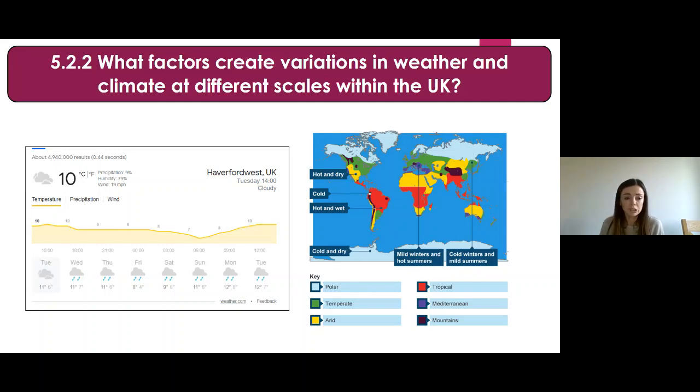Okay, so on the left here, I've got the weather forecast for this week for Haverfordwest in Pembrokeshire, and on the right, I've got climate. So the question I've got now is, what is the difference between weather and climate?